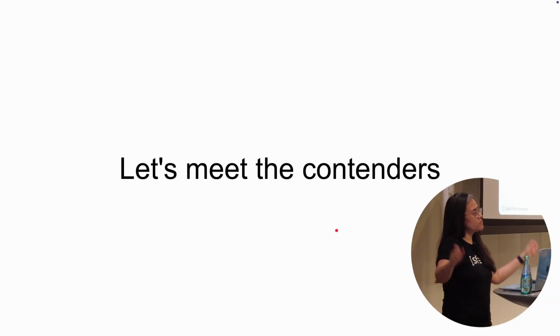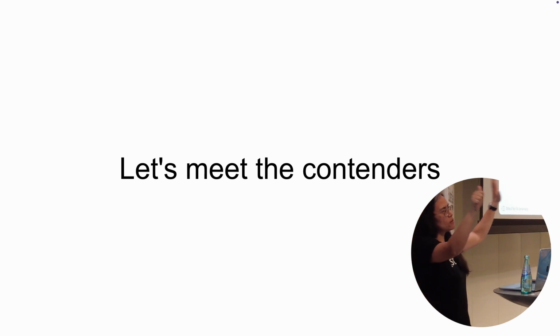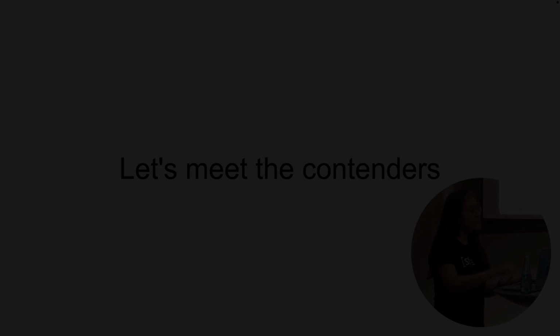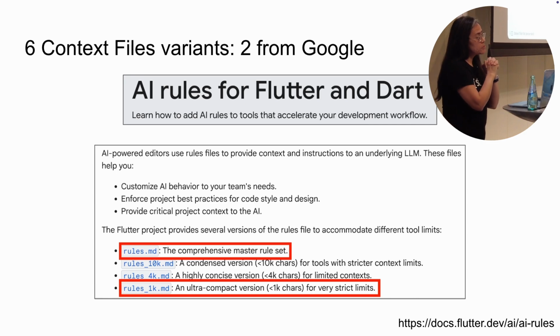So let's meet the contenders. As I said, we have 6 context files that we are going to evaluate today. The very first 2 are coming from Google, from the Flutter team. There's something really nice that the Flutter team does: they have the AI rules page, where they provide Flutter developers with rules that they recommend themselves. So they must be really good, right? They are coming directly from the Flutter team.